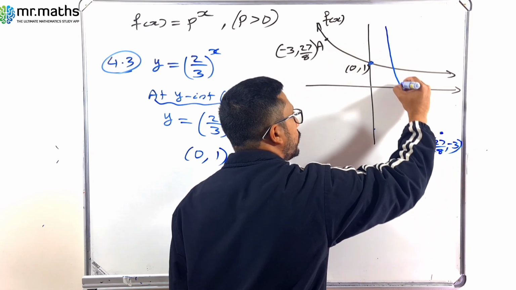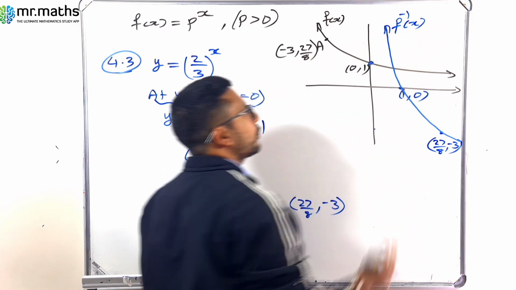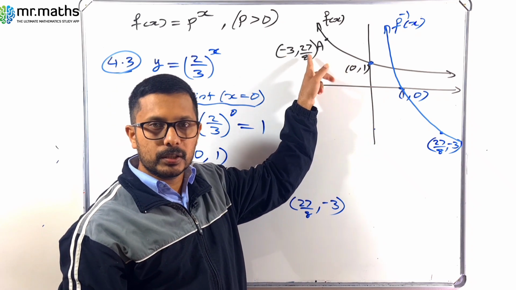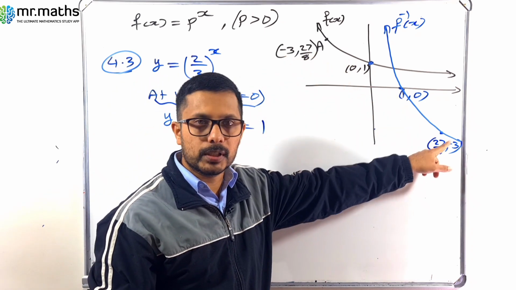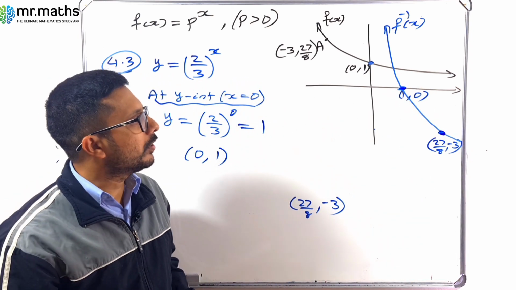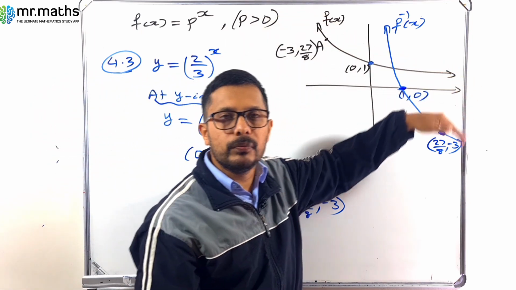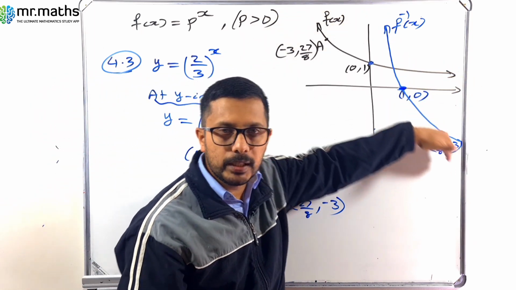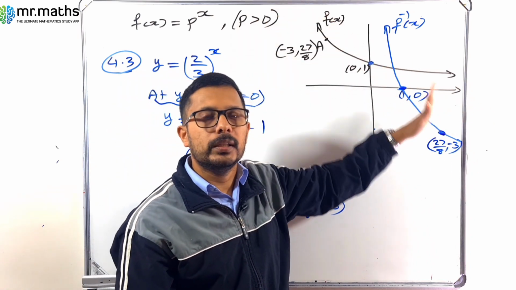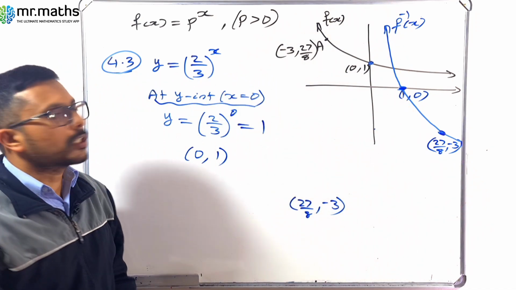Now you have to join those 2 points, and that is the f inverse of x graph. So you have two coordinates, (1, 0) and this one. You swap them around, plot those 2 points, and join them, and that is f inverse of x. Here you can see that this graph is a decreasing graph, and f inverse is also a decreasing graph. When you find the inverse of a decreasing graph, the inverse is also going to be a decreasing graph. So that is question number 4.3.